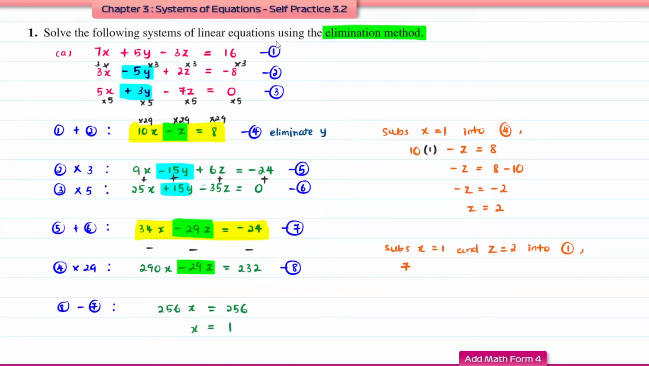So 7x, the x I'm going to substitute with 1 plus 5y minus 3z. The z, we're going to substitute with the number 2. So equal to 16. So it's going to be 7 plus 5y minus 6 equal to 16. So 7 minus 6 is equal to positive 1. We're going to move it to the right hand side. So 5y equal to 16 minus 1. So y is equal to 15 divided by 5, which is equal to 3.